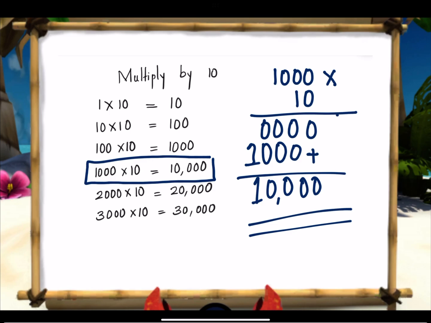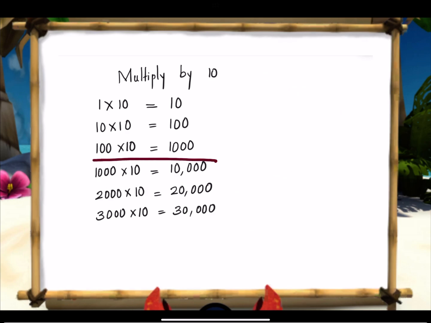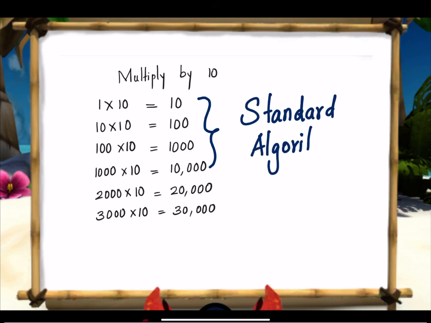What you found is 1000 times 10 is 10,000. So here is the answer. 1000 times 10 equals 10,000. So what I did now is I have checked all these equations using standard algorithm of multiplication.